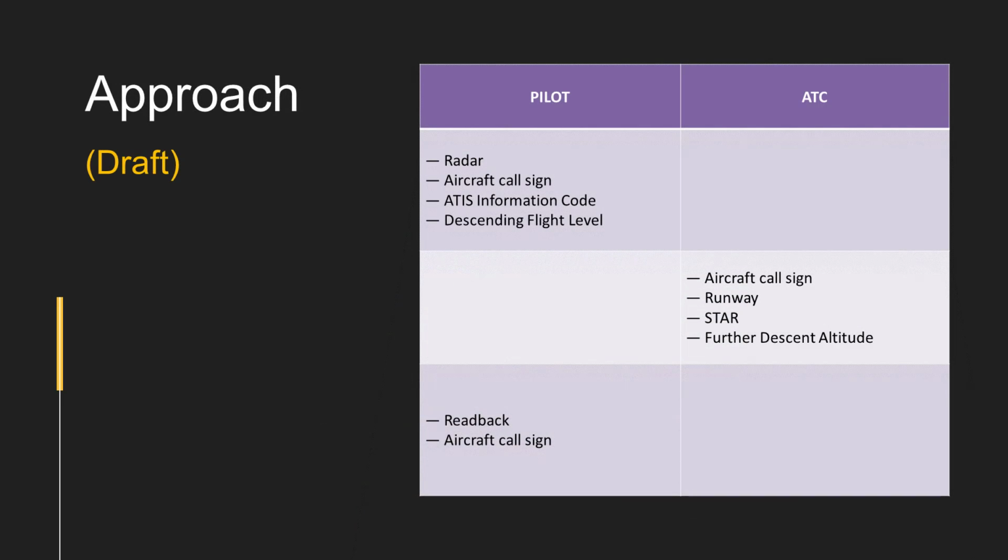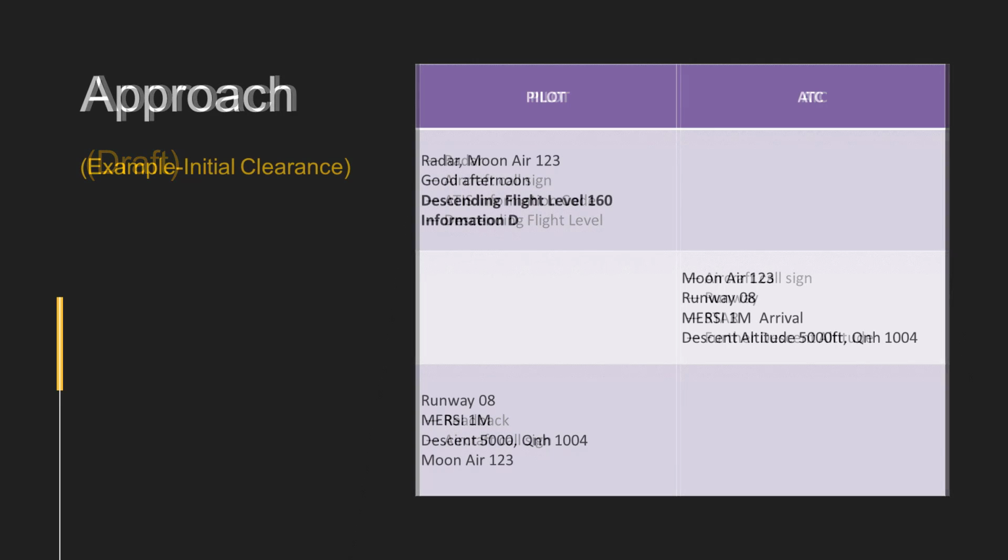We can use the draft which is seen on the screen while we are contacting the approach unit. In that case, we use radar, our call sign, the ATIS information code and our descending flight level. ATC replies to us using our call sign, the runway in use, and the STAR that we will use. Also, he or she gives us the further descent altitude and we make a read back with our call sign. Now let's look at the examples.